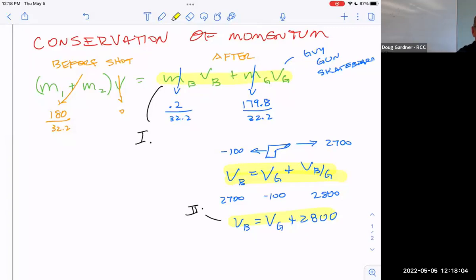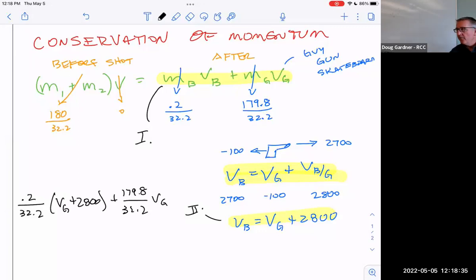So if I combine those, then I could say 0.2 divided by 32.2. That is multiplied by V of B, but we said V of B could be replaced with V of G plus 2800. And then that is plus 179.8 over 32.2, and that's multiplied by velocity of G. And so we took two equations, two unknowns, we substituted one in, and now we have one equation, one unknown, and now we can solve for velocity of G.